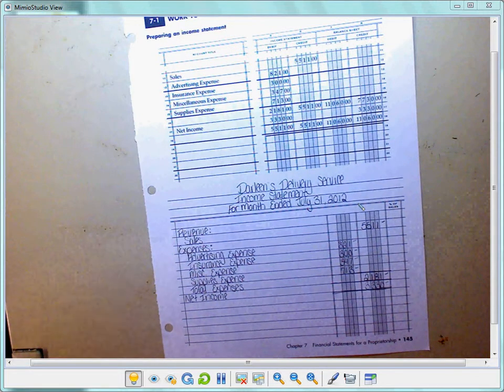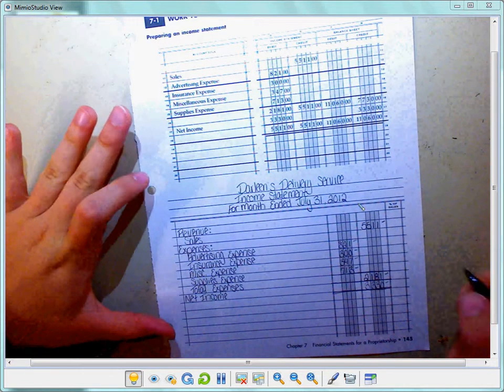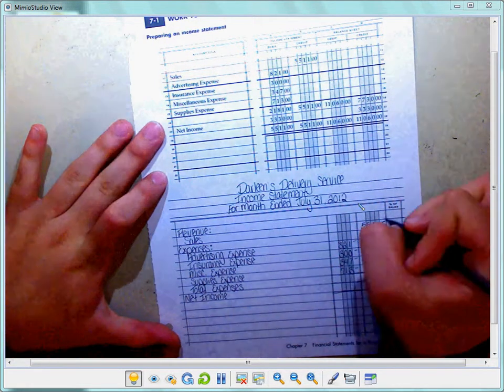Okay, the last thing we have to do is that component percentage. So I said sales is always going to be 100%. So just beside your sales number of 5,511 in that last little skinny column, write 100%.